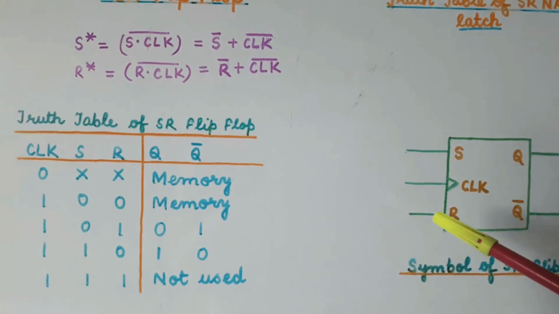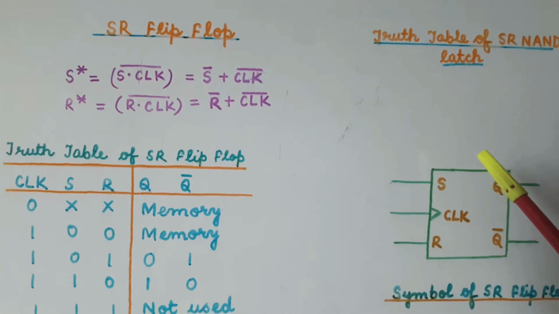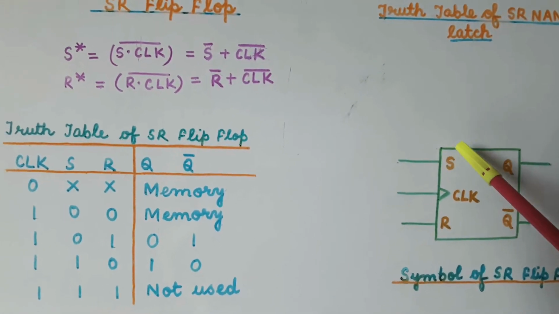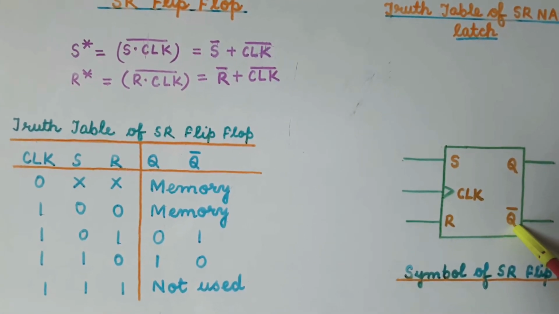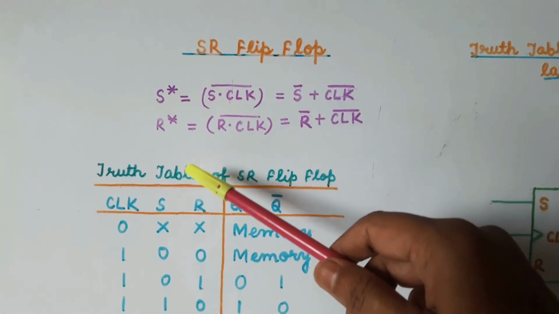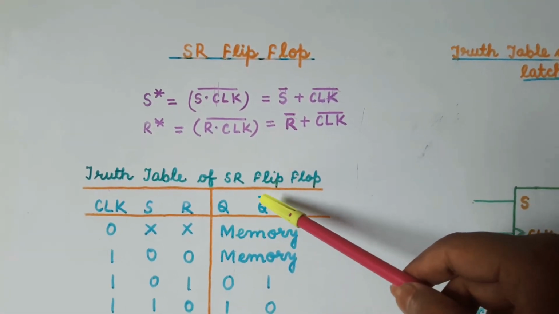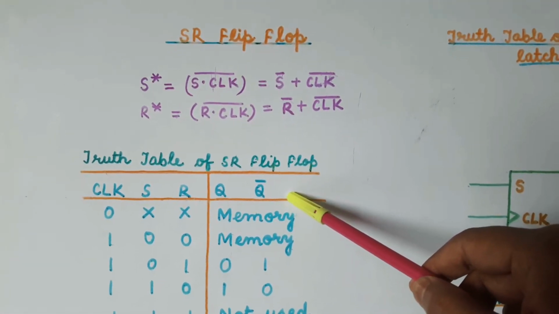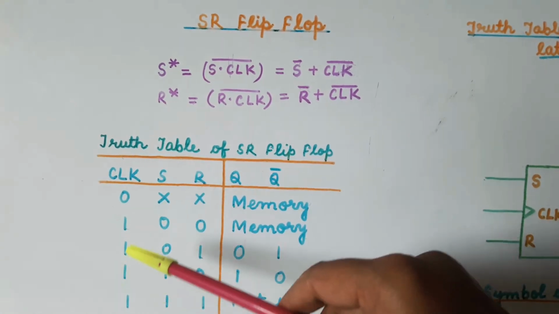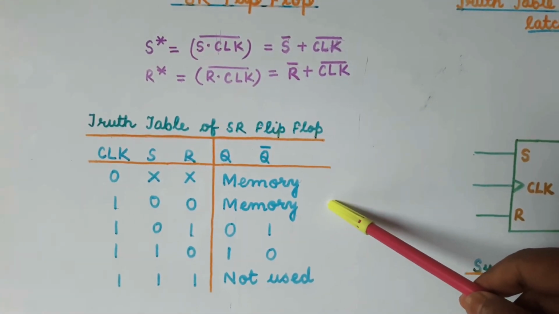Now let us make the truth table for the SR flip-flop. We know that the truth table shows the relationship between the input and the output variables. So we have drawn a truth table of the SR flip-flop showing the inputs S, R and clock and the outputs Q and Q bar. Now we will find out the values of the input and the output variables.